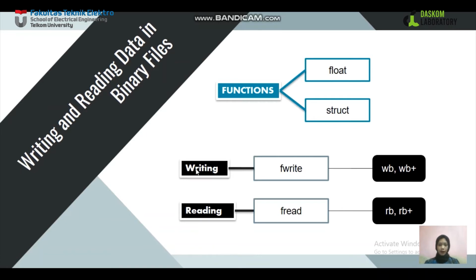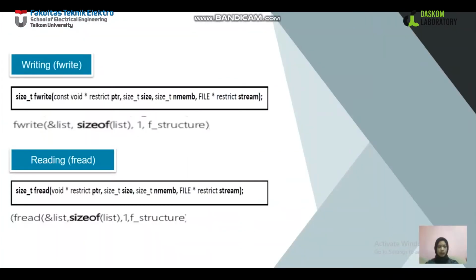For fwrite function, we can use WB or WB plus. For fread, we can use RB or RB plus. The declaration looks the same between writing and reading; what distinguishes is the function only. To write, use fwrite function. To read, use fread function.